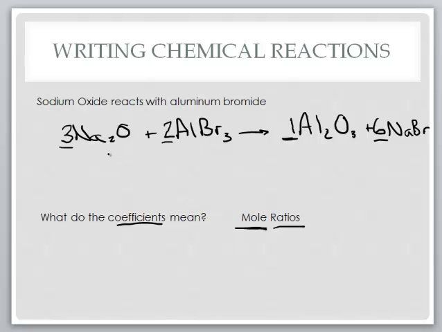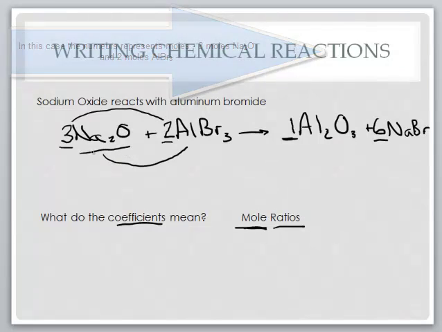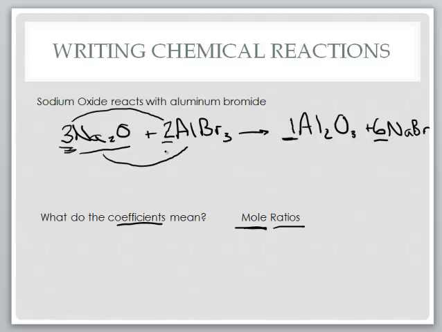So what this means is if you're looking at this chemical equation, the mole ratio between sodium oxide and aluminum bromide would be 3 to 2. So if you were to start with a certain number of moles of sodium oxide, there's a ratio: for every 3 moles of sodium oxide that react, 2 moles of aluminum bromide would react. Or for every 3 moles of sodium oxide that react, 6 moles of sodium bromide would be formed, or 1 mole of aluminum oxide would be formed. So these coefficients give you the ratio of how things react and how things are formed in the chemical reaction.